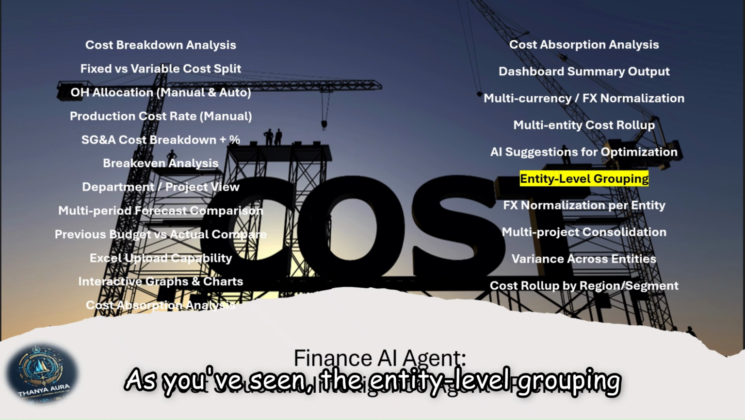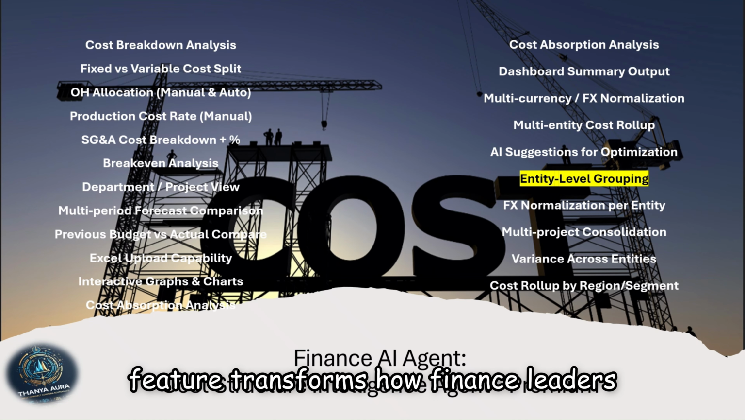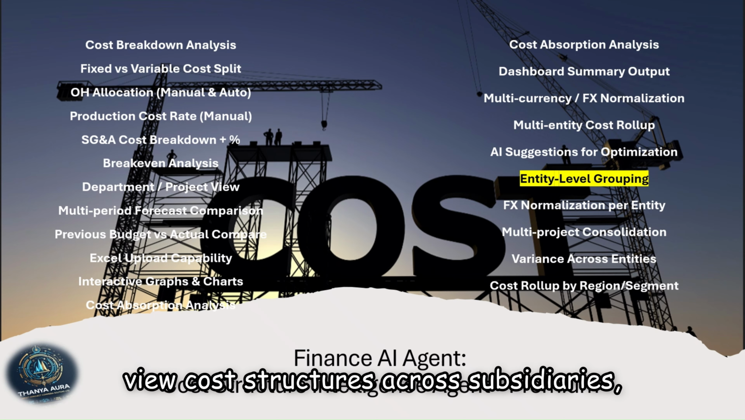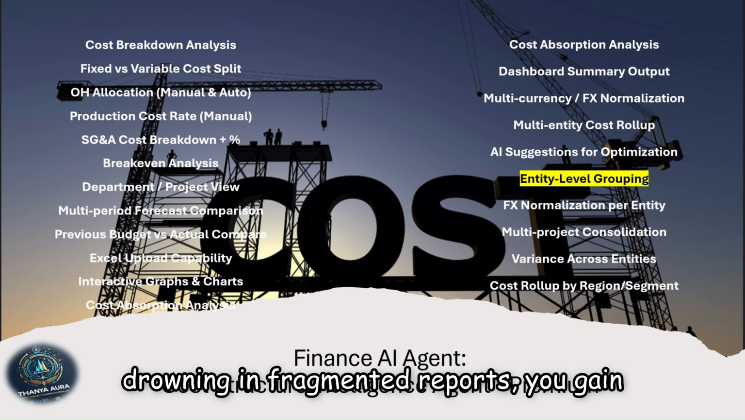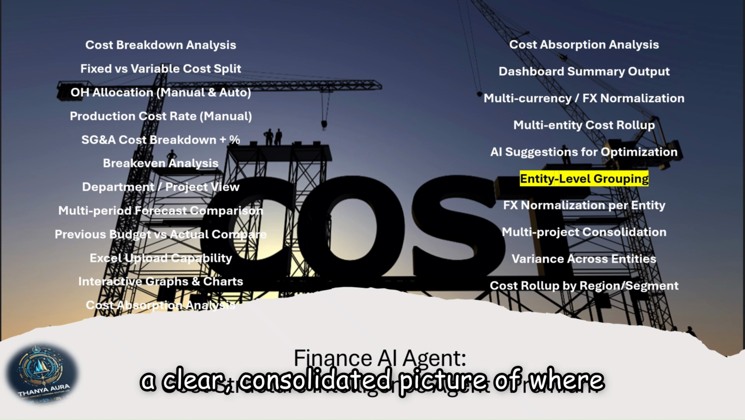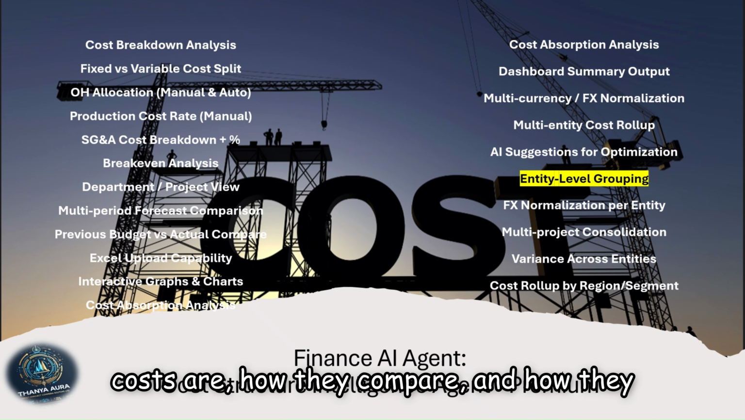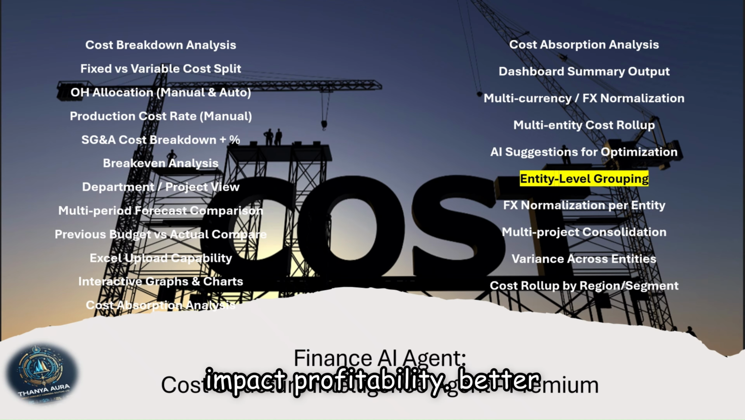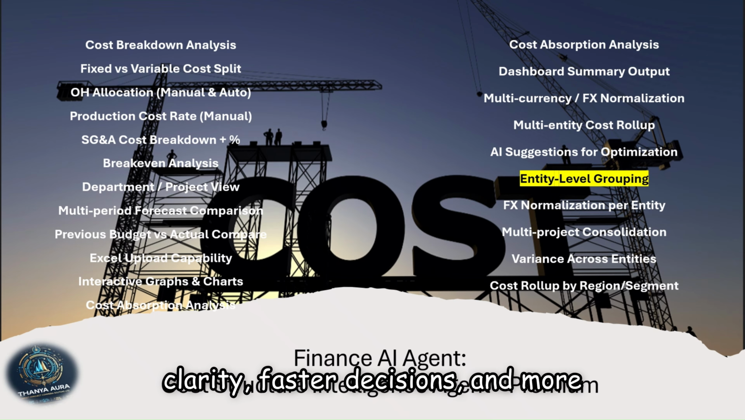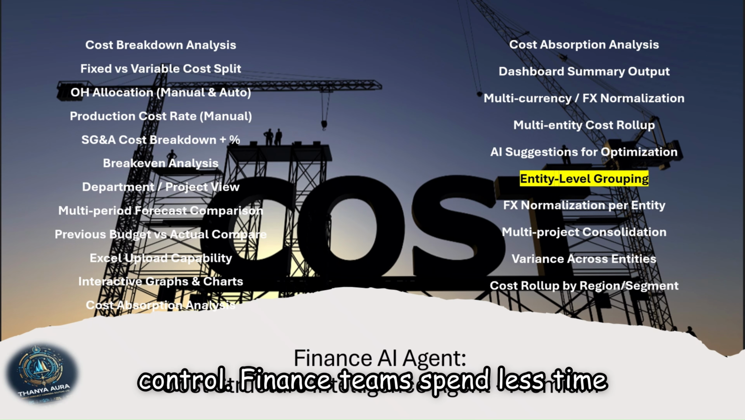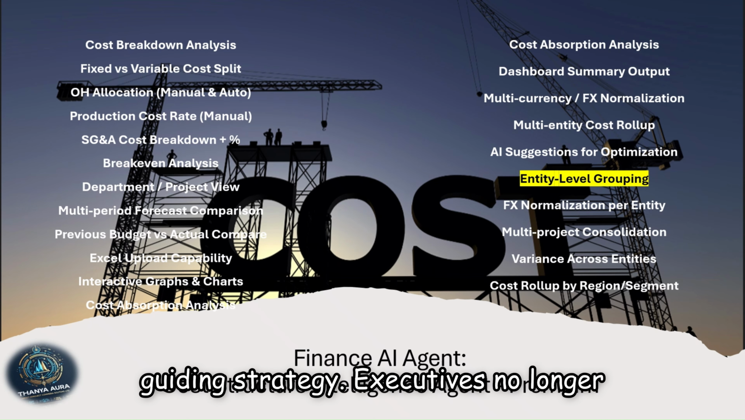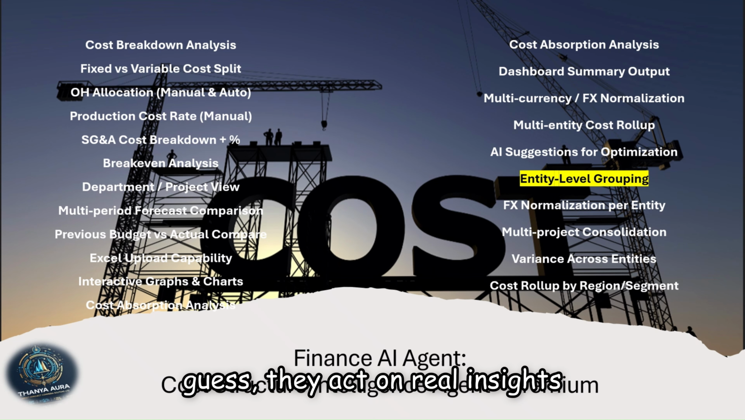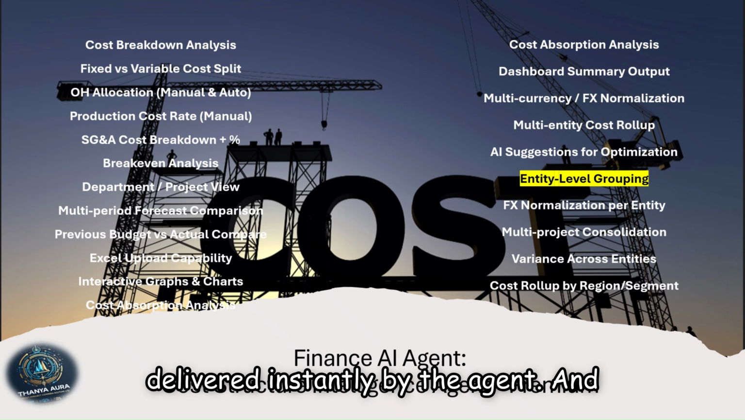As you've seen, the entity-level grouping feature transforms how finance leaders view cost structures across subsidiaries, joint ventures, and branches. Instead of drowning in fragmented reports, you gain a clear, consolidated picture of where costs are, how they compare, and how they impact profitability. The benefit is simple: better clarity, faster decisions, and more control. Finance teams spend less time building spreadsheets and more time guiding strategy. Executives no longer guess. They act on real insights delivered instantly by the agent.